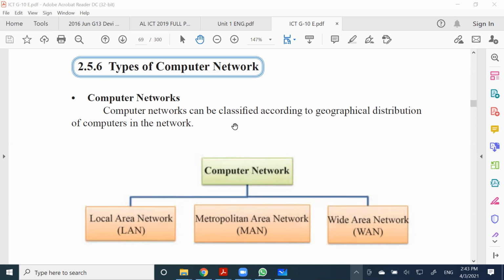Geo satellites, yeah, we can take it as a wide area network, because it covers the entire globe. So yeah, it's a good example for wide area network. Now it's going to be the, hold on, geo satellites. Yeah, that can be taken.